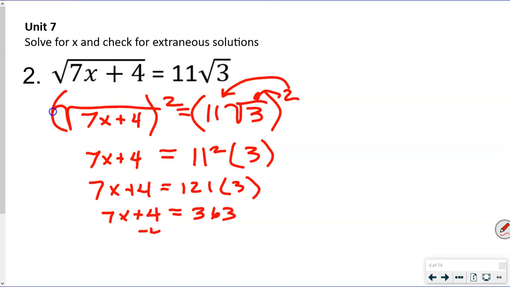Now I'm going to subtract 4 from both sides. So 7x is equal to 359. Then I'm going to divide both sides by 7. So x is equal to 51.29.